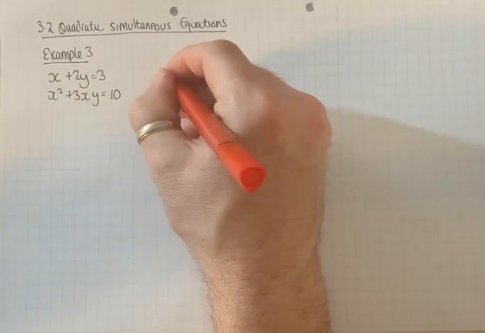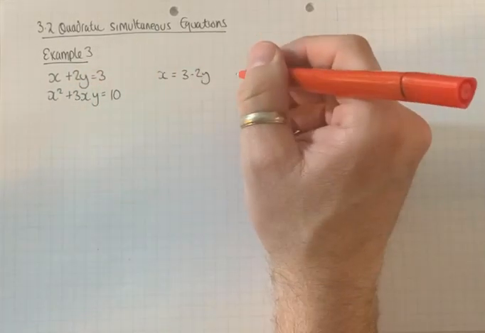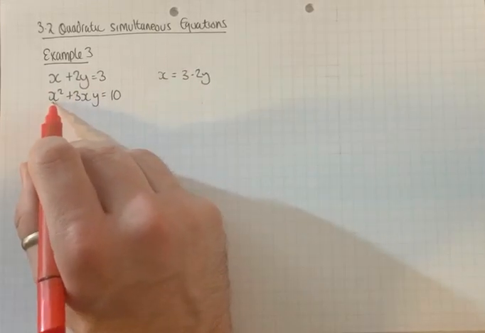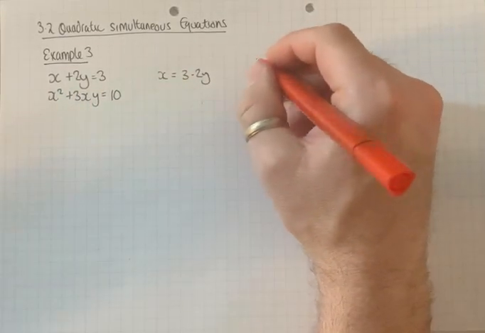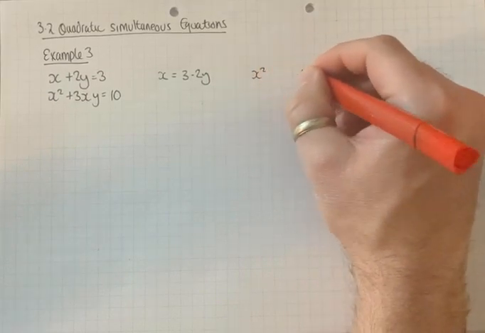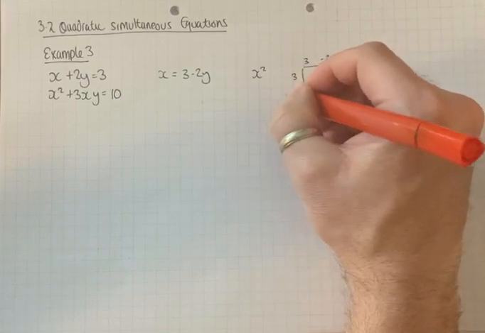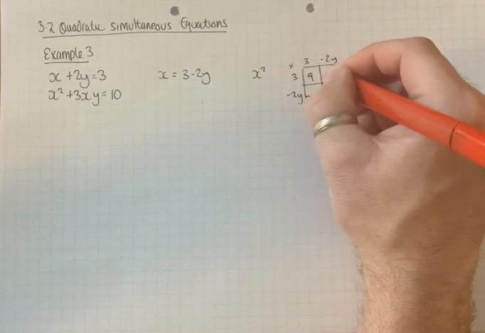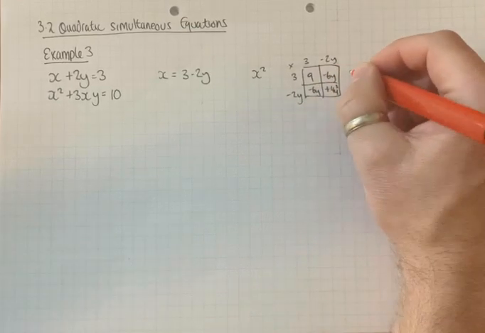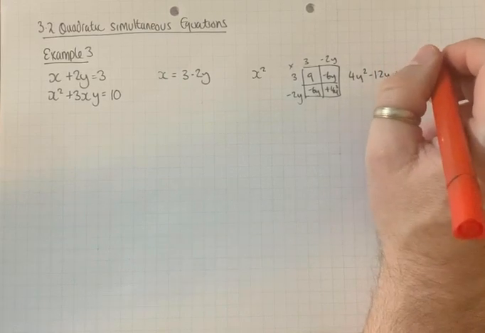With this one, it's much easier to make x the subject than y the subject. So we'll make x the subject by saying it's simply 3 take away 2y, just bringing that across. And then I need to substitute that in. So I can see I'm going to need to work out x squared, so I'm just going to work this out separately. So x squared is going to be 3 minus 2y times 3 minus 2y, 9 minus 6y minus 6y plus 4y squared. So it's 4y squared minus 12y plus 9.